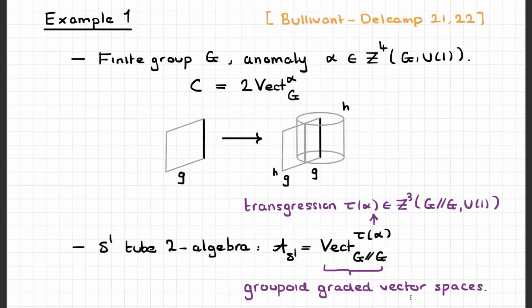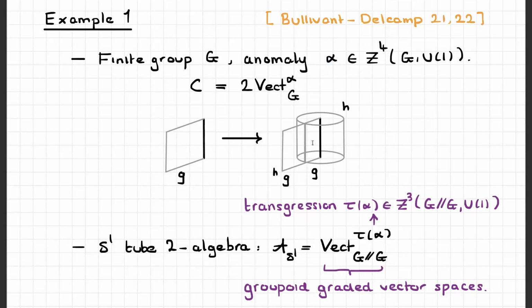So again, let me give some examples quickly. If you take a finite group G, this is the invertible case. Now it can have an anomaly that's labeled by a 4-cocycle. And the symmetry category would be G-graded 2-vector spaces with the monoidal structure twisted by alpha.